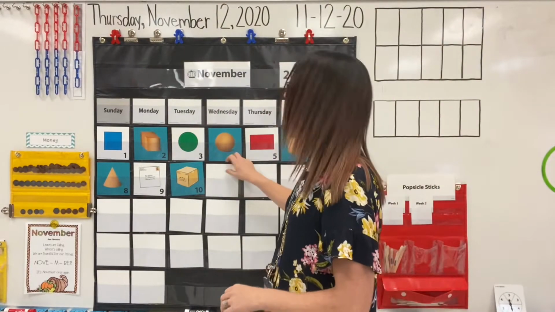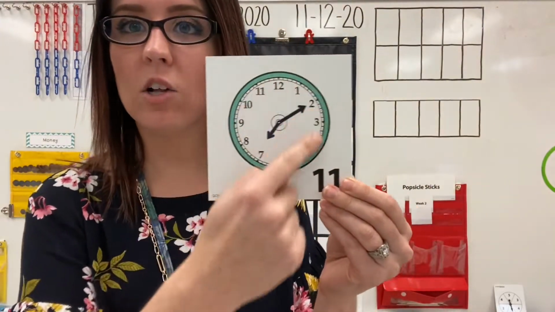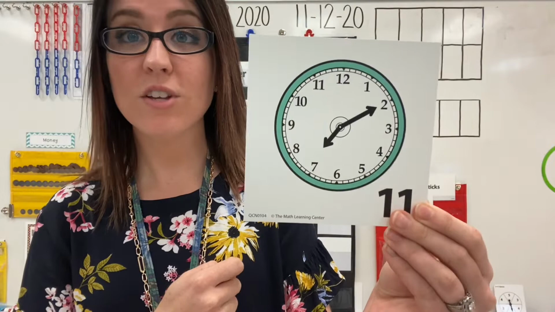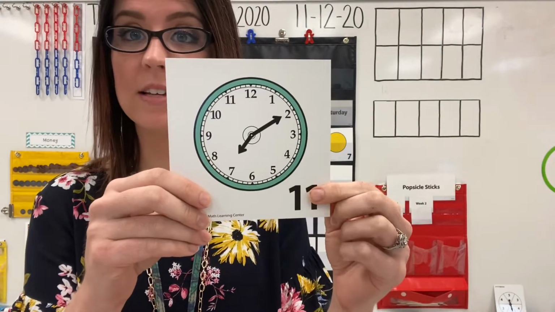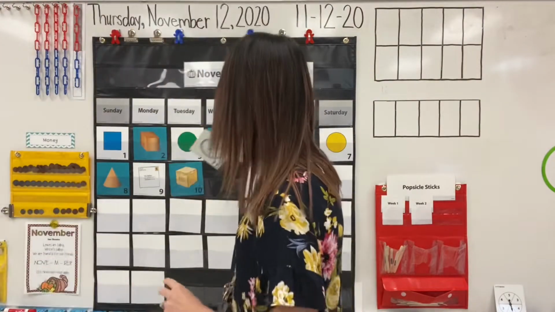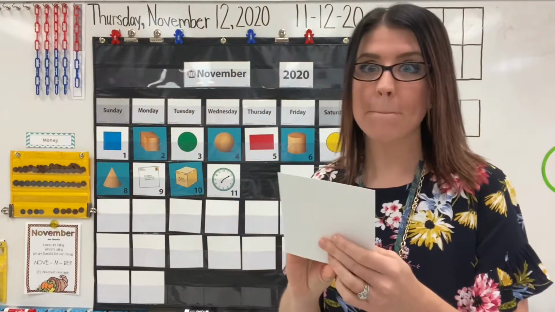Now, yesterday was Wednesday, and yesterday's shape was a clock. What shape is a clock? It's a circle. Very good. There's no points, no straight sides. It's a circle. All right, now let's look at today's. Any guesses what today's going to be?